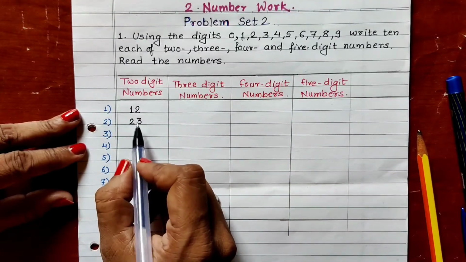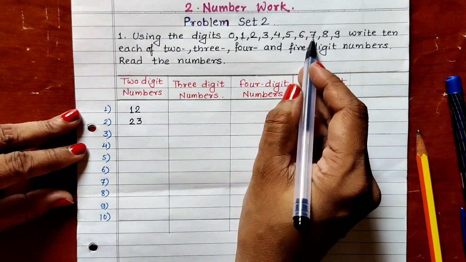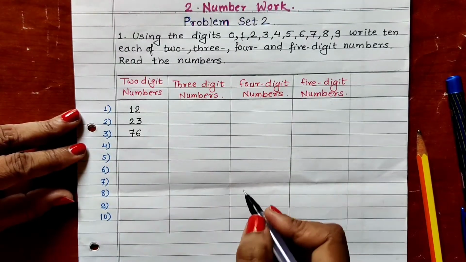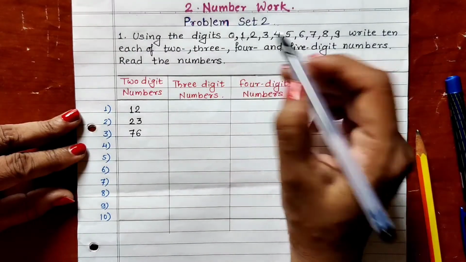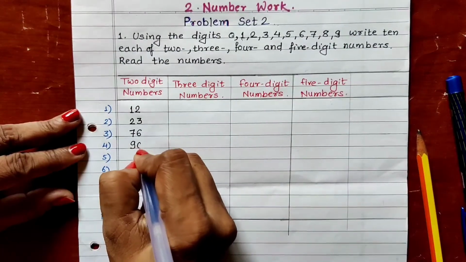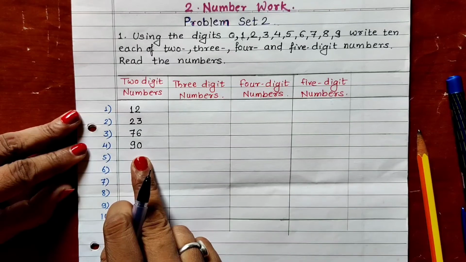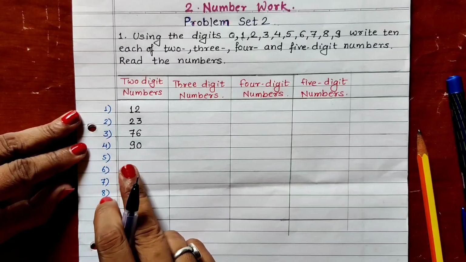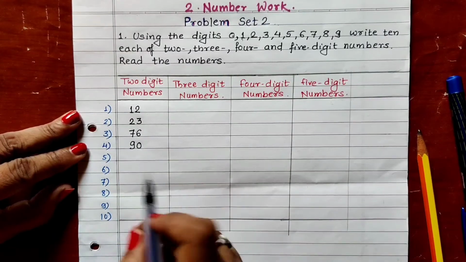Now again, for the third number which has 2 digits, I can take any 2 numbers randomly. I can write 76. 7 and 6, 76. I can take 9 and 0. It will be 90. It is again a 2 digit number. 0 can be taken in the units place. It should not be taken in the tens place, but it can be taken in the units place and the number will become 90.